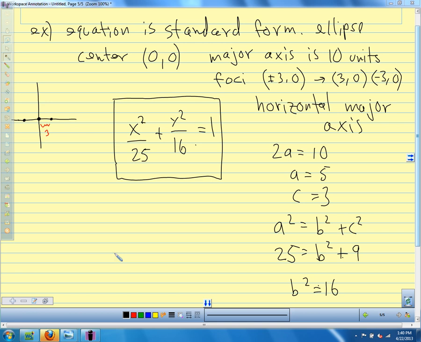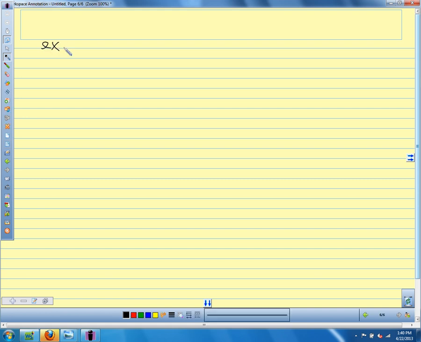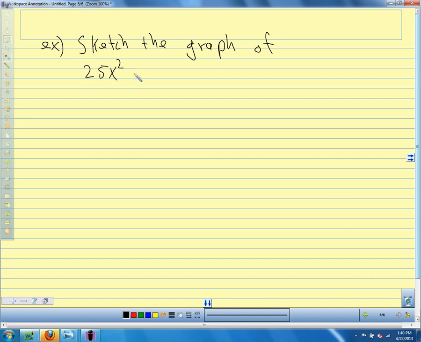All right, we're going to do one more example. So we want to sketch the graph of 25 x squared plus 9y squared minus 200x plus 36y plus 211 equals 0.